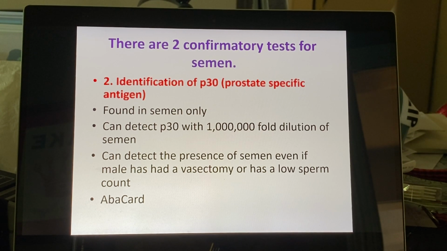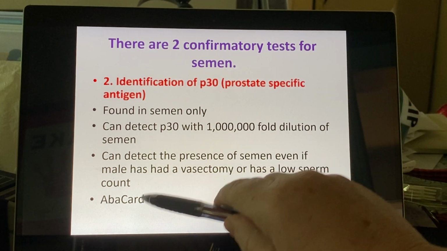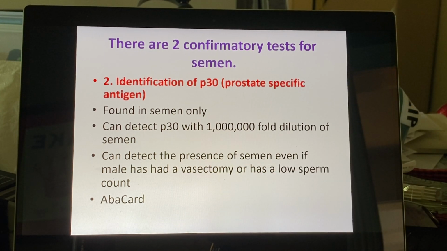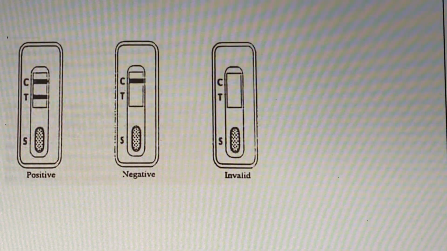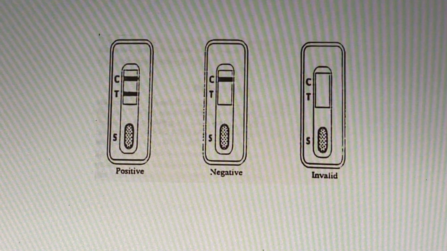So it uses a pre-prepared test that we call an Abacard, and it literally works just like a pregnancy test, okay? A typical pregnancy test, the woman holds the test into her urine stream, and then you let it sit for a little bit, and if you see 2 lines, you're pregnant. If you see 1 line, you're not pregnant. This works the exact same way, except we're looking for the P30 antigen. Here I'm showing you 3 different tests, and it looks exactly like a pregnancy test.